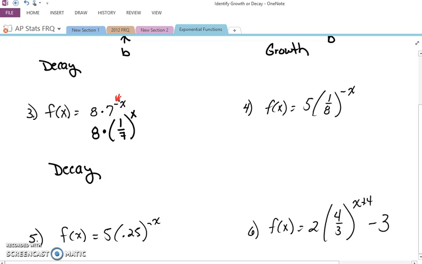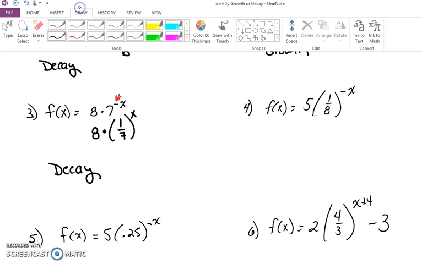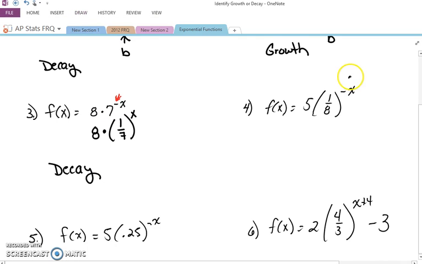So let's look at 4. Here again, we've got that negative there. So that means it's going to change the base. So it's going to be f of x equals 5 times 8 to the x power. And that b is greater than 1, so this is a growth function.